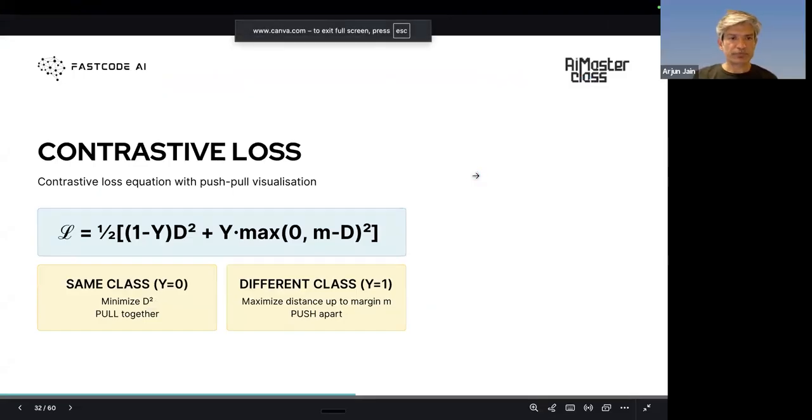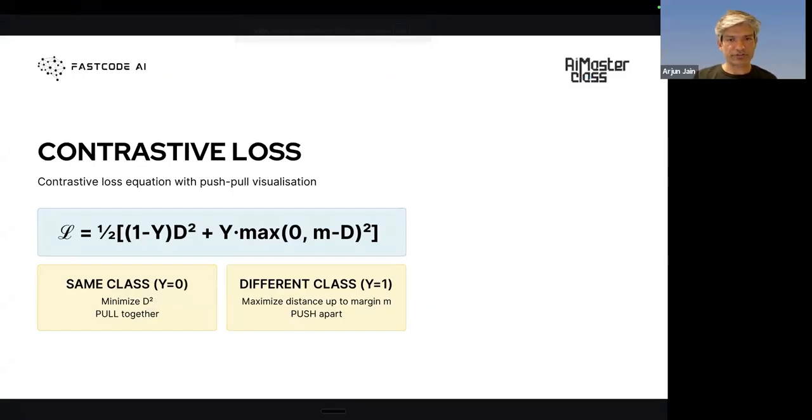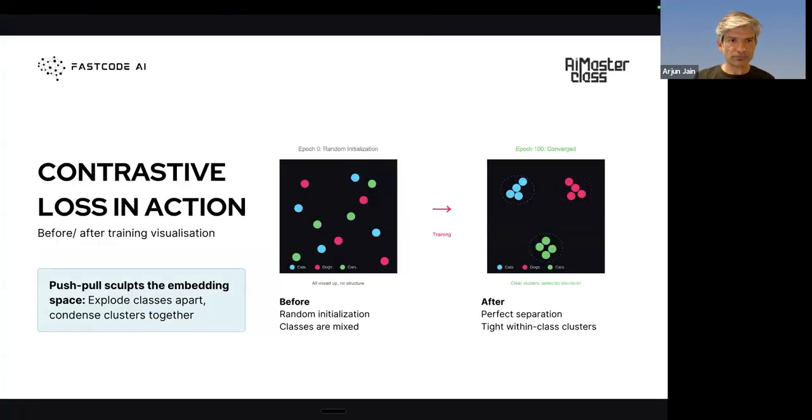So we said, if it's the same class, Y0; if it's a different class, Y1, maximize distance up to margin M, pushing apart. And this is what Harini was talking about. It will eventually look a little bit like k-means clustering after it trains and pushes them apart or brings them close to each other.